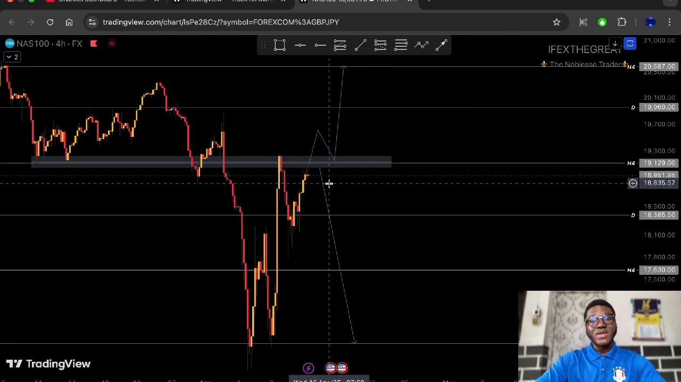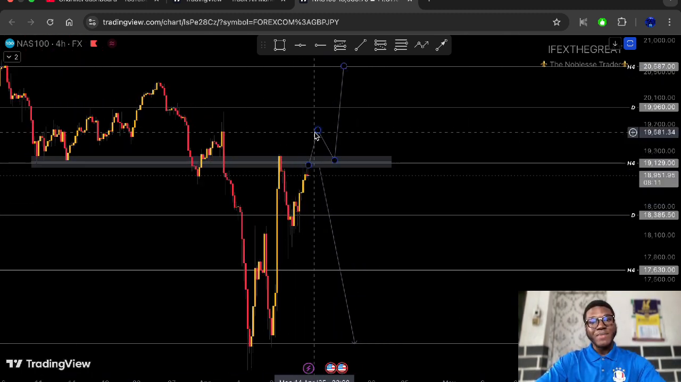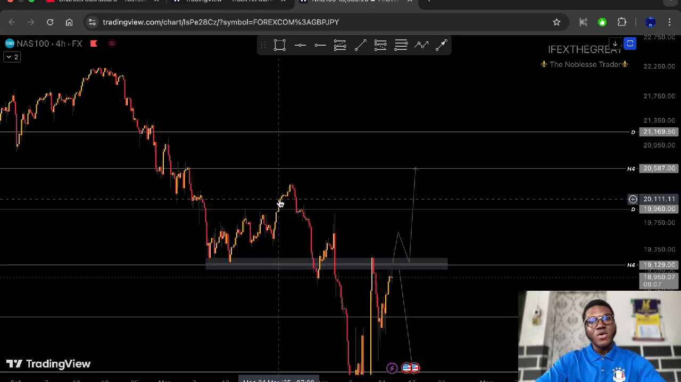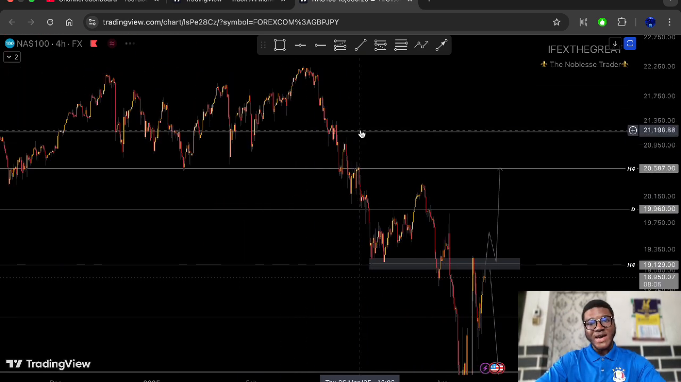So you can see sells on NAS from here. You can also see buys. If it's able to break above, we have a retest and the continuation of buys. It's probably all the way to maybe this high here, maybe this high.